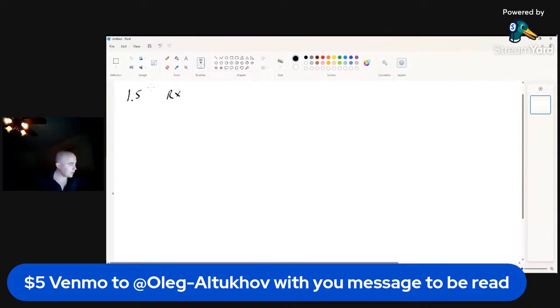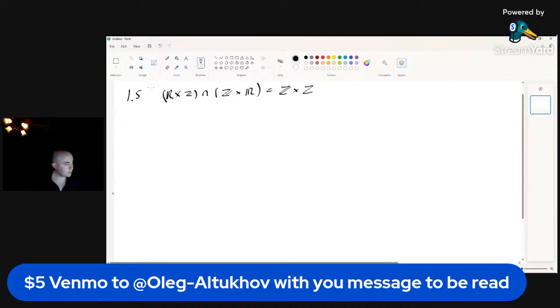So we have R by Z. So the reals by integers, and the intersection between integers and reals, okay, equal to... by... okay. Okay, so that's the question.